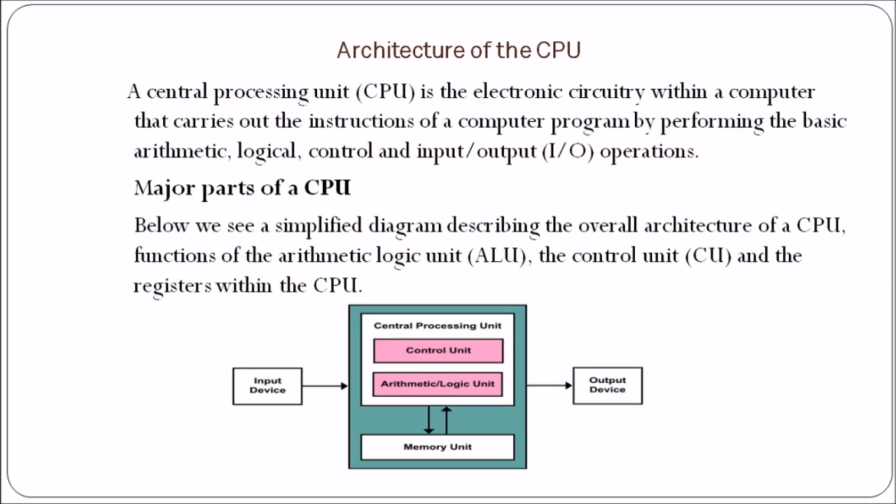Next, I move on to the architecture of the CPU. A central processing unit is an electronic circuitry within a computer that carries out the instructions of a computer program by performing the basic arithmetic, logic, control, and input-output operations. Below, we see a simplified diagram describing the overall architecture of a CPU, functions of the arithmetic logic unit, control unit, and the registers within the CPU.